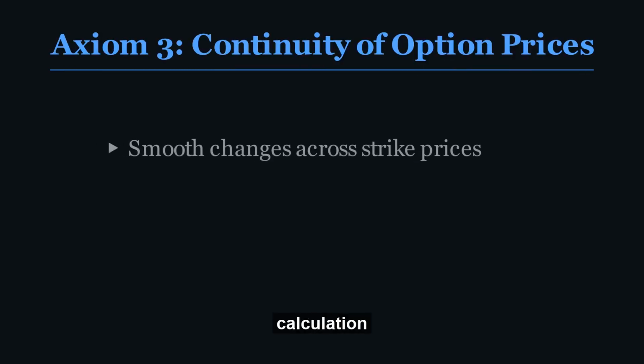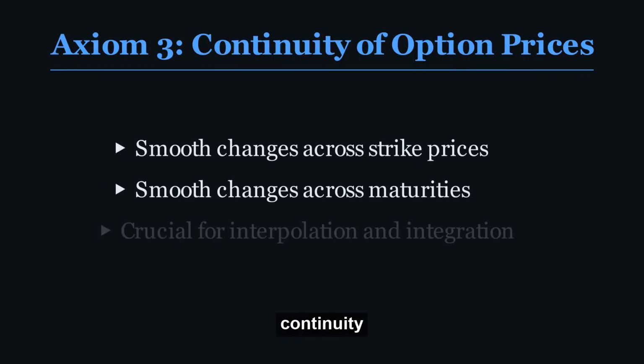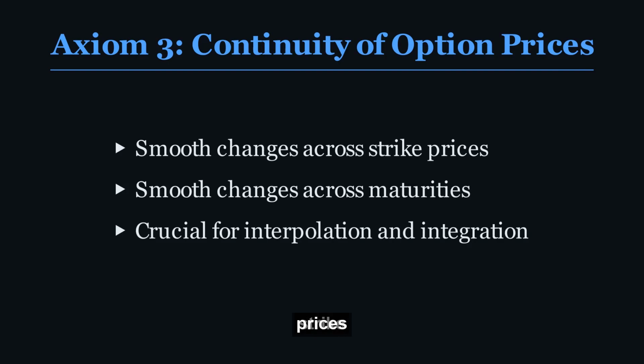The VIX calculation also implicitly assumes a degree of continuity in option prices across different strike prices and maturities. This means that as you move from one strike price to an adjacent one, or from one maturity to another, the option prices should change smoothly, without sudden jumps or discontinuities. This assumption is vital for the interpolation and integration steps involved in constructing the variance swap replication portfolio, ensuring a well-behaved and calculable implied volatility surface.